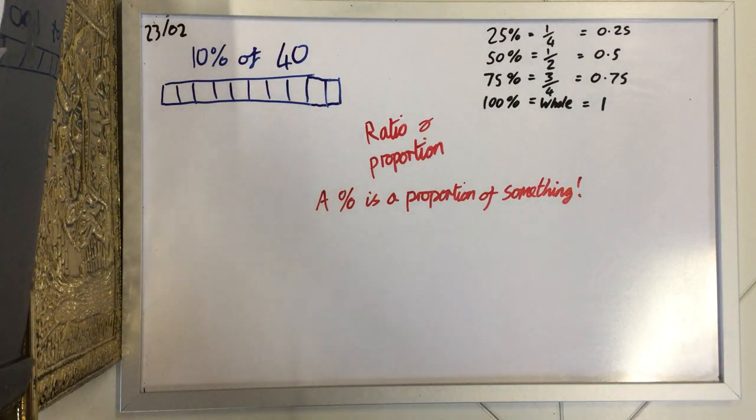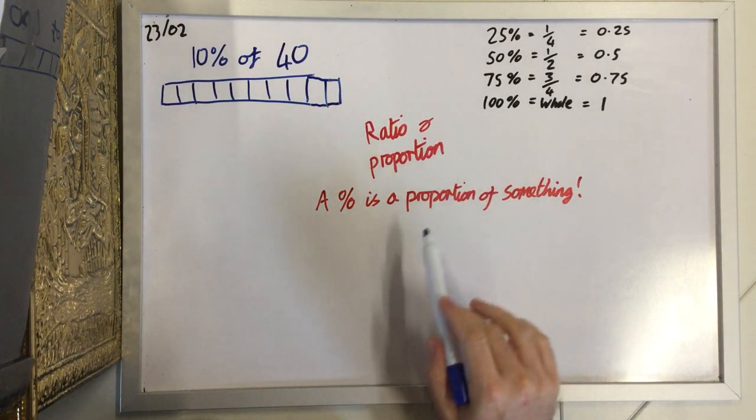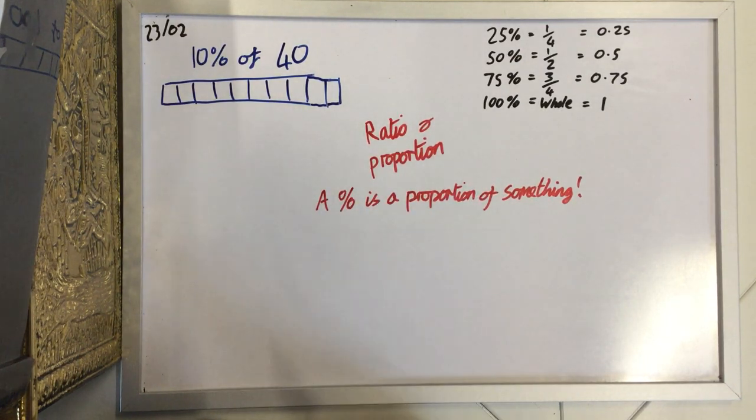So for the next couple of weeks, we're looking at ratio and proportion. And we're starting out with finding percentages of an amount, because a percentage is a proportion of something. So that's where it all ties in together. So today we're finding 10%, 25%, 50%, and 75% of an amount.